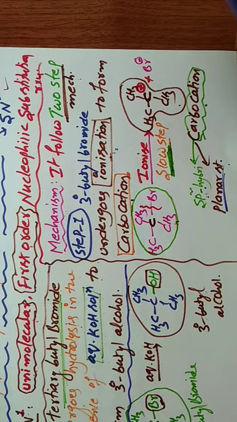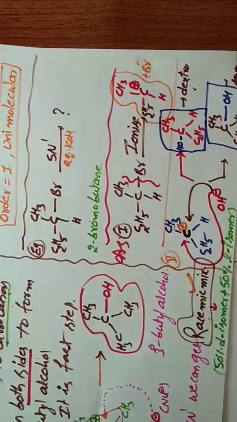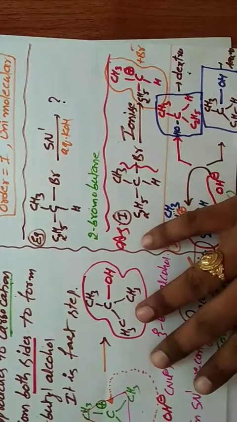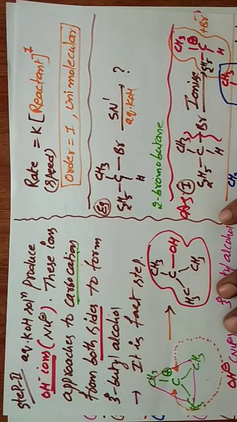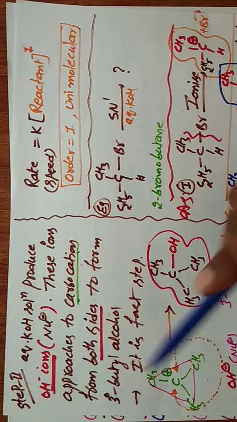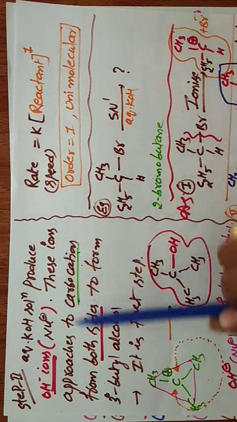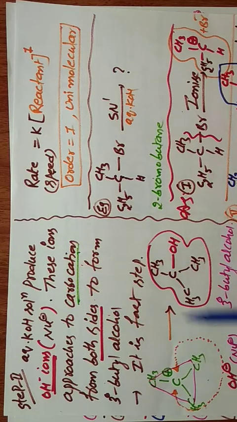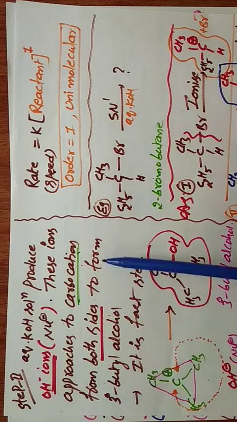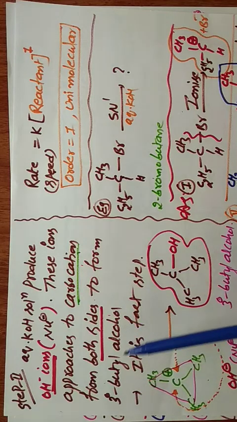Next, step 2. Aqueous KOH solution produces OH minus ions. These ions approach the carbocation from both sides. Left side attack is there, right side attack is also there. Finally we get tertiary butyl alcohol. It is the fast step.